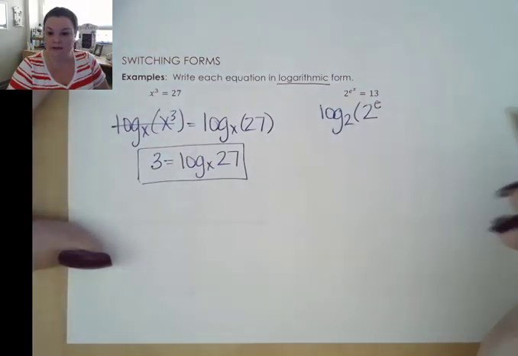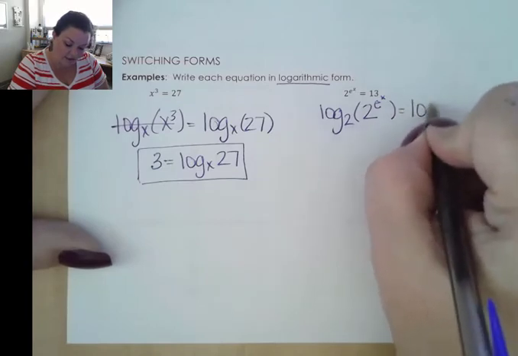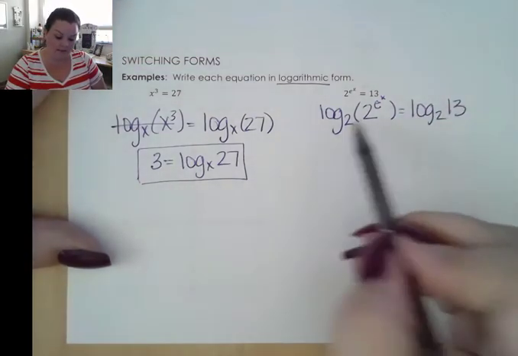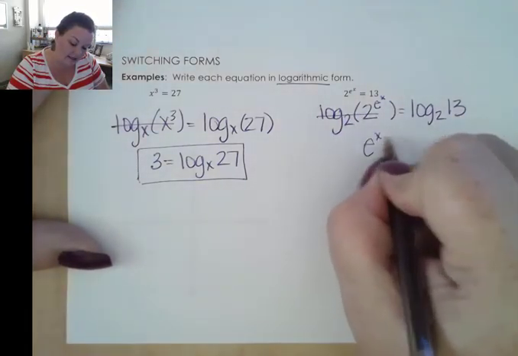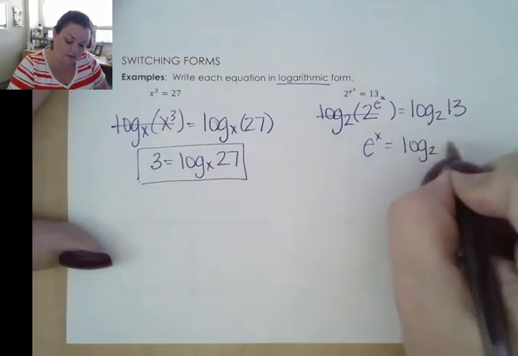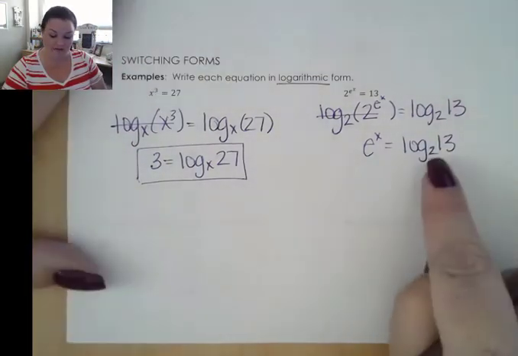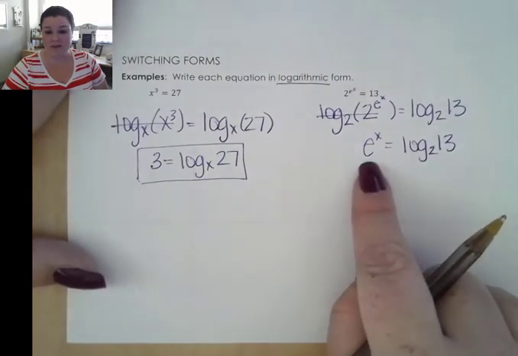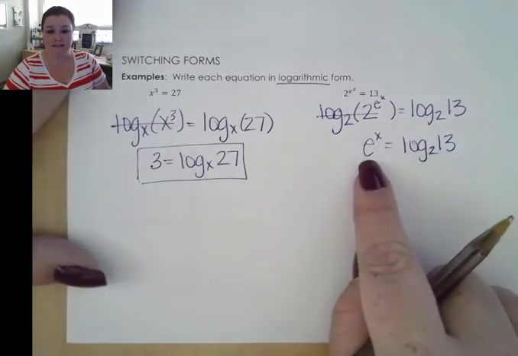So log base 2 of 2 raised to the e raised to the x is equal to log base 2 of 13. My log base 2 and 2's cancel, and I'm left with e to the x is equal to log base 2 of 13. But notice I'm not completely in log form. Even though I have a log, I still have an exponential equation. So I want to get rid of that, right? This is exponential base e. To get rid of exponential base e, I need to use log base e.